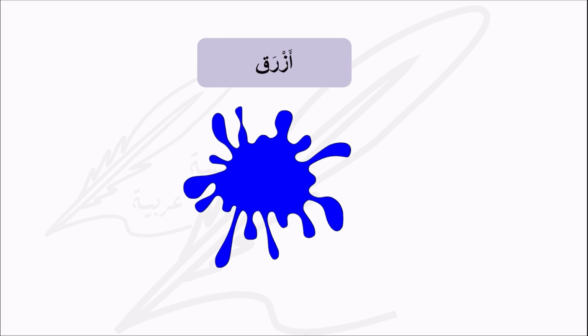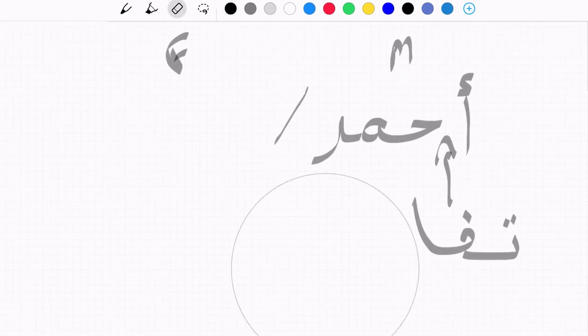Moving on to another color, and that is blue. Blue in Arabic is أزرق. All right, let's write it down. Okay, it's أزرق.